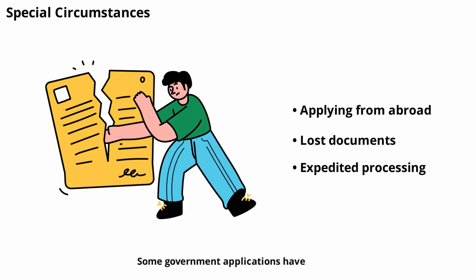Some government applications have special procedures for unique situations. For example, applying from abroad, dealing with lost documents, or requesting expedited processing may require additional steps. Agencies often provide detailed instructions for these cases, so be sure to read all guidelines carefully. Understanding special circumstances can help you navigate the process more smoothly.